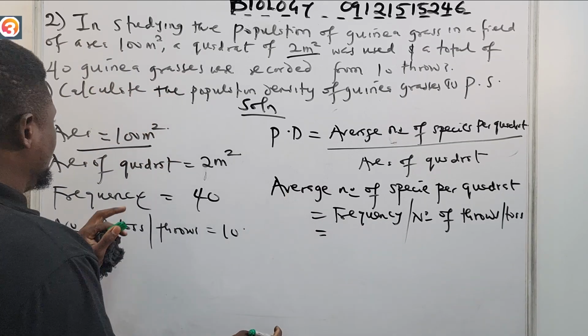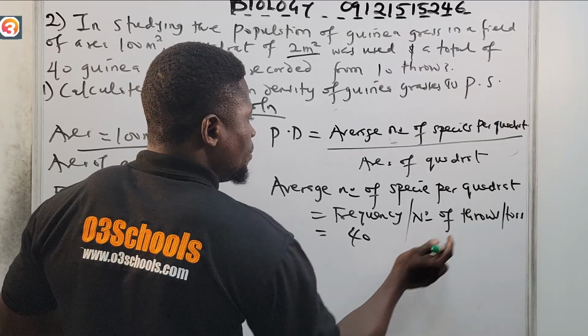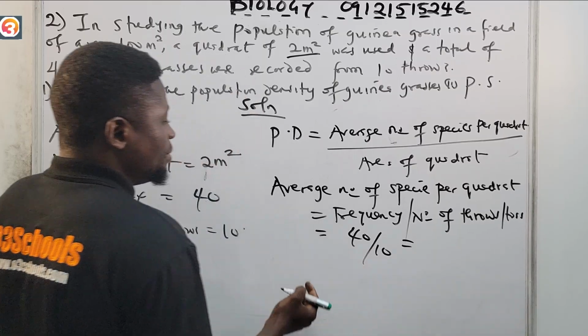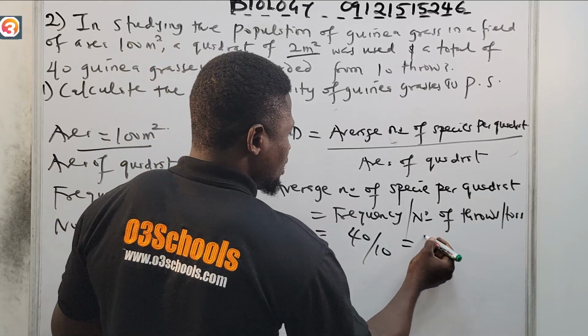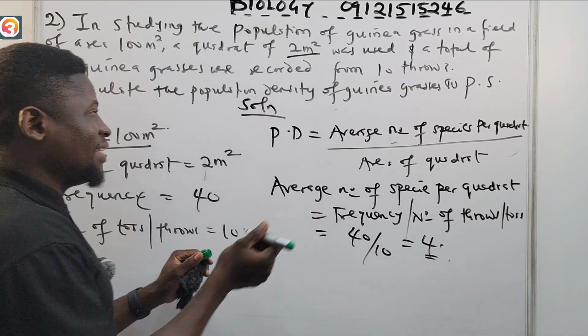Frequency is what now? 40. Number of throws is what? 10. That means we have 40 over 10 for our average number of species per quadrat. So that will give us what? 4. So we have that value.